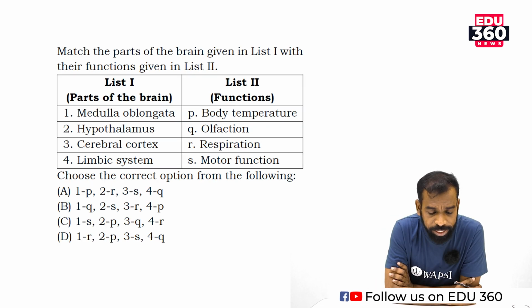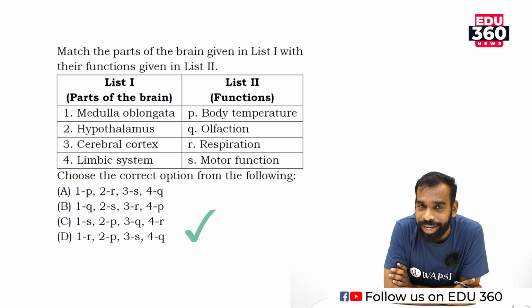Move to the next question, that is match the following. We have two columns, list 1 and list 2, column number 1 having medulla oblongata. Medulla oblongata is associated with respiration. The respiratory center is present in the medulla oblongata and pons region: pneumotaxic center, chemosensitive area. Regulation of respiration.